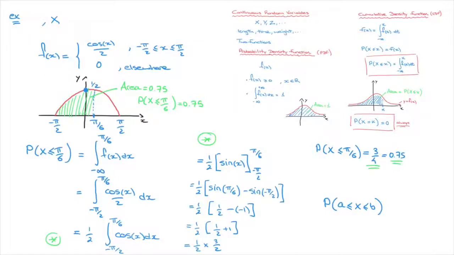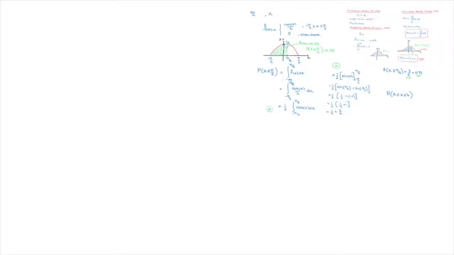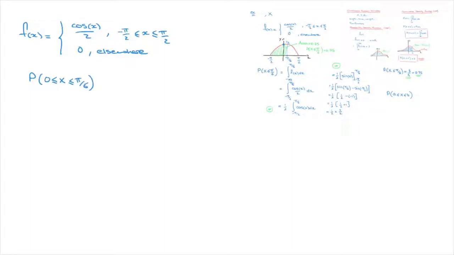Let me just make a little bit of space again. There we go. So again, let's say we're given the probability density function defined as f of x, which equals the piecewise function defined as cosine of x over 2, for x between negative pi over 2 and pi over 2, and it's equal to 0 elsewhere. And now say we were asked to find the probability that the continuous random variable capital X lie between 0 and pi over 6.